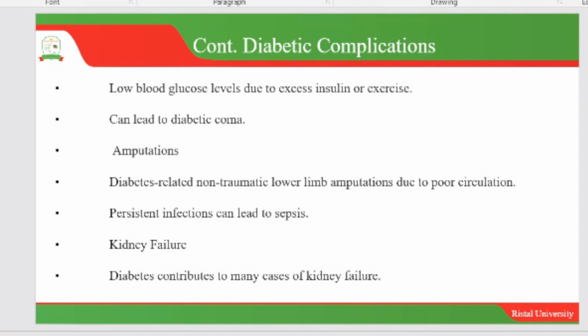Hypoglycemia can lead to diabetic coma, and can lead to amputations, more so in cases of injuries to the limbs that cannot heal. Then diabetes related non-traumatic lower limb amputations due to poor circulation. This I've already explained. Persistent infections can also lead to sepsis. There's also kidney failure. Diabetes contributes to many cases of kidney failure.